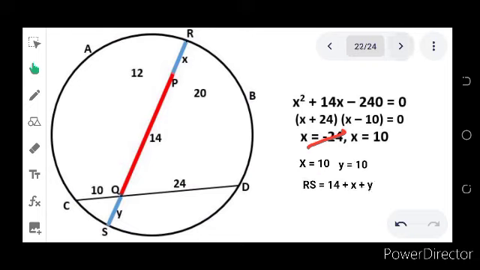Now, we can solve for RS. RS is equal to PQ, which is 14, plus PR, which is x, and QS, which is y. So you have 14 plus x plus y. This will be 14 plus 10 plus 10. Therefore, RS is equal to 34, and this is our answer. And the problem is now solved.